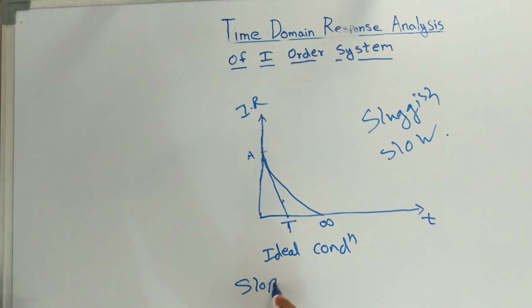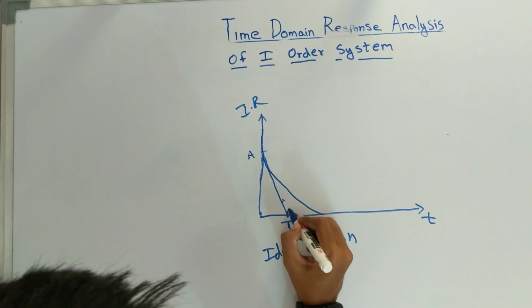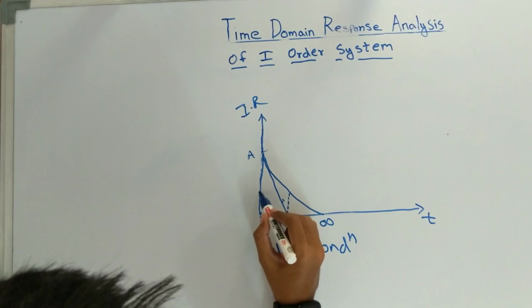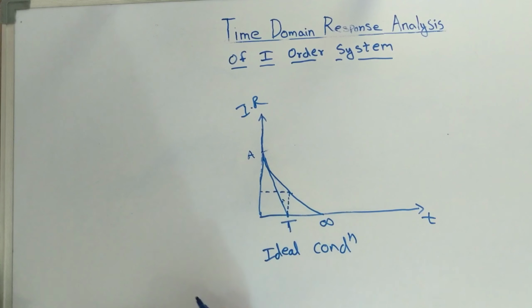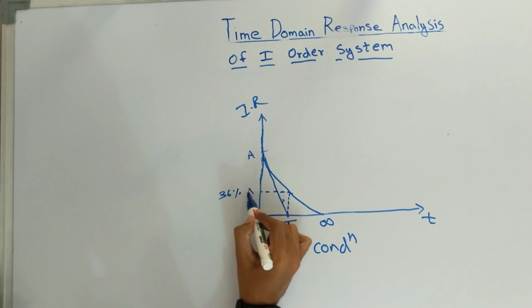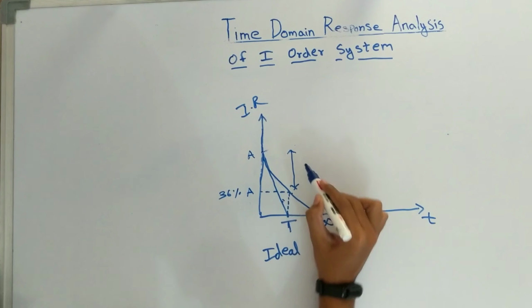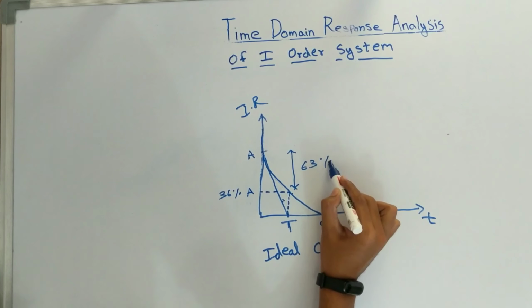Here, the slope is minus 1 upon T. We know how to find the slope: y2 minus y1 upon x2 minus x1. Ideally, at t equal to T, we want transients to die out, but practically at T, only 63% of transients die out, and 36% are still present.